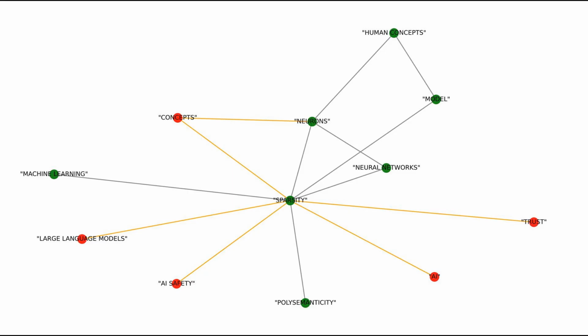This transparency has really important implications for AI safety and trust, as it helps us understand the decision-making process of the model. By using sparsity, we can achieve a clearer one-to-one mapping between concepts and neurons, making it so much easier to interpret and debug the AI's behavior.